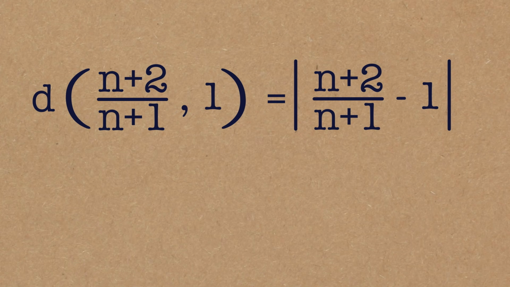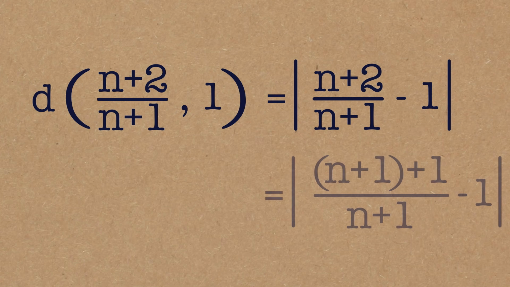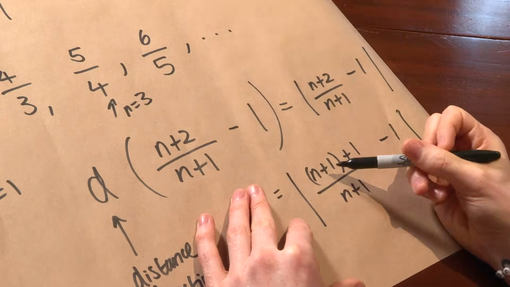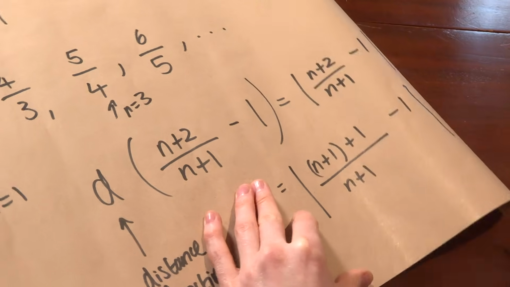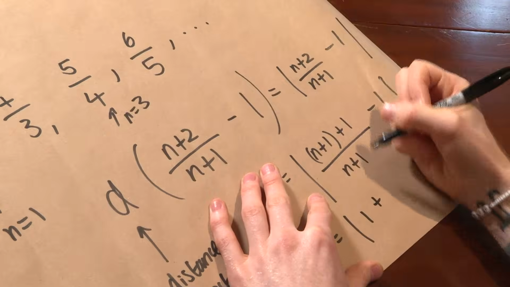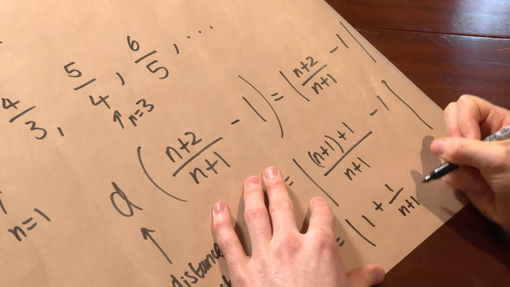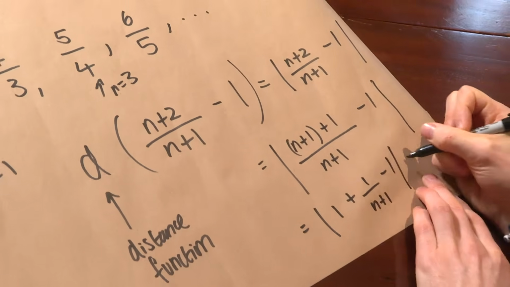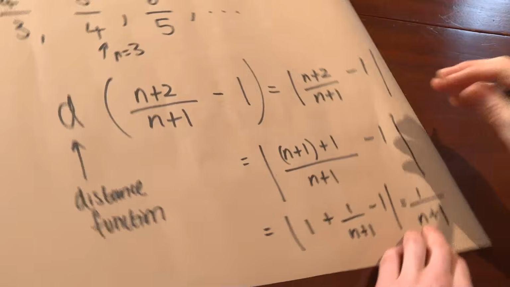What is n plus 2 over n plus 1? Well, we can simplify that and say, well, that's actually the same as (n plus 1 plus another 1) all over n plus 1, minus 1. But then we've got an n plus 1 over an n plus 1, so that's a 1. So we can say that's actually 1 plus 1 over n plus 1, minus 1. So we get 1 over n plus 1.